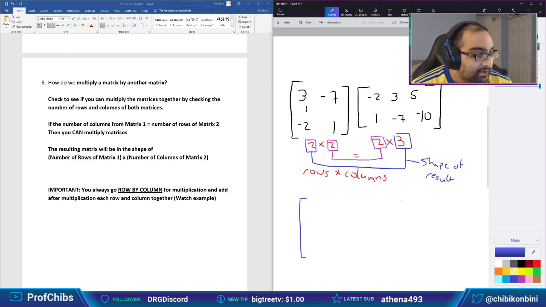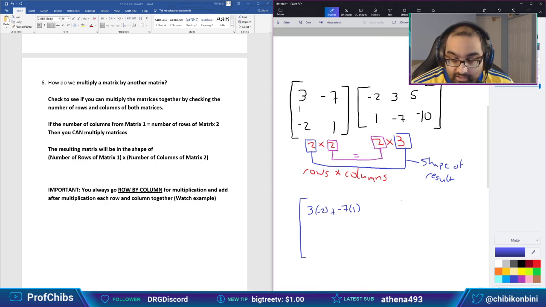So I'm going to take the first row, which is 3, and multiply that by 2. But I'm also going to add: first row, first column. I multiply each respective number with each other, and add those results together. So I'm going to have 3 times 2 plus -7 times 1. Again, first row, first column.